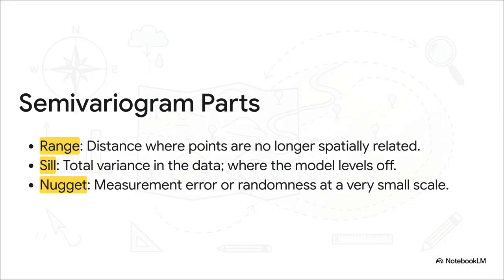To really understand this, you just need to know three parts. See where the line hits the vertical axis right at the start? That's called the nugget. You can think of it as the built-in randomness or measurement error. Then, you see how the curve flattens out at the top? The height of that plateau is called the sill. That represents the total variation in your data. And finally, the range. That's the distance it takes for the curve to flatten out. It's basically the distance where points stop being related to each other. Past the range, a point is just too far away to tell you anything useful.